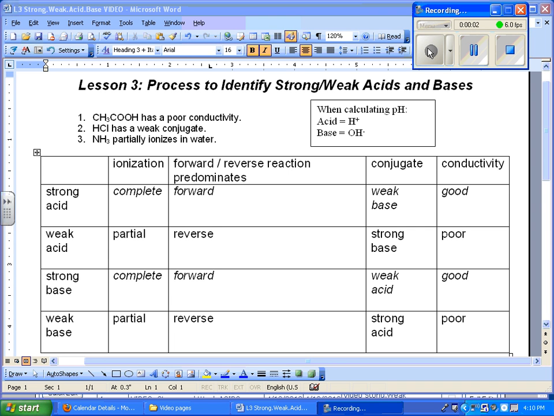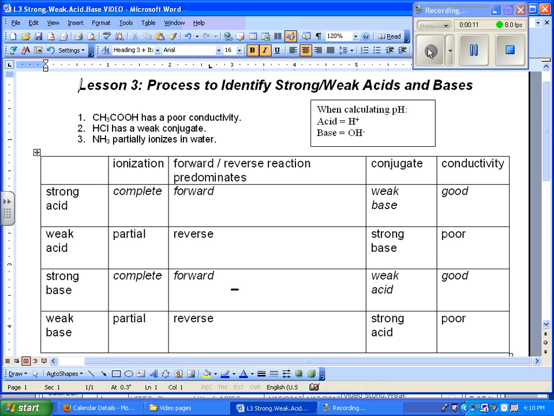This video is going to help you identify strong and weak bases. Let's start with the strong base. Like the acids, if you have something strong, the forward reaction predominates and the reverse reaction is just mild. A good example of this is sodium hydroxide.